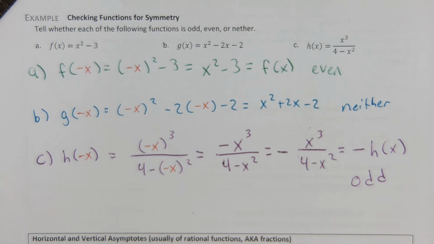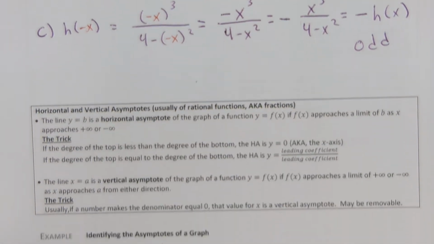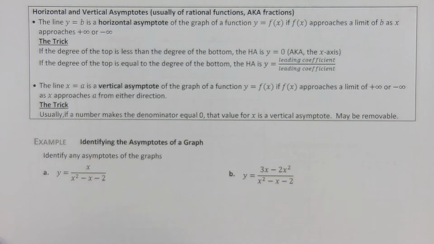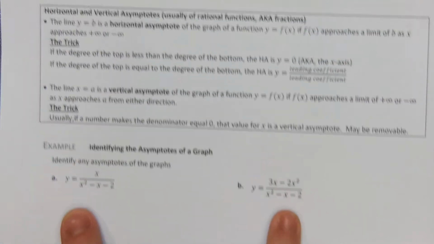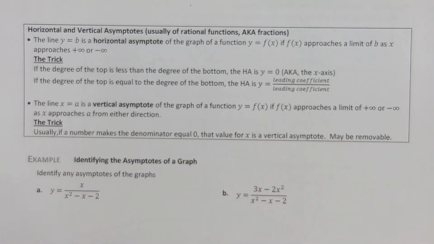Now we're going to talk about what our graphs are doing at their far reaches. We start by talking about horizontal and vertical asymptotes. Now, horizontal and vertical asymptotes are usually going to be found in rational functions, and if you remember, rational means fractions. So, things like this that you saw in Algebra 2. So what does it mean for something to be a horizontal asymptote?